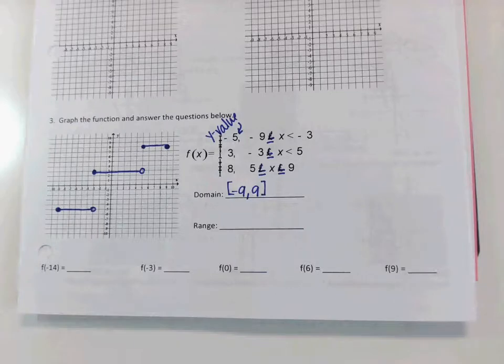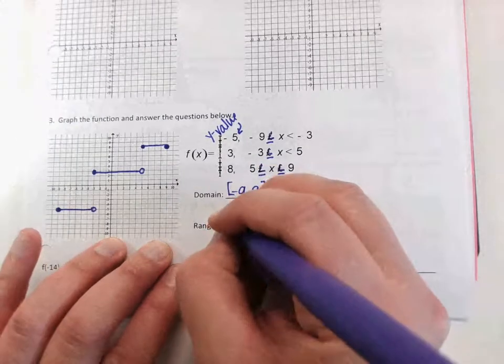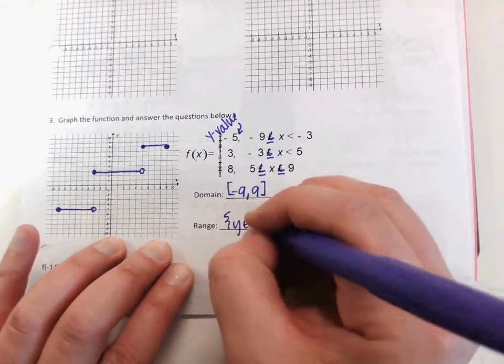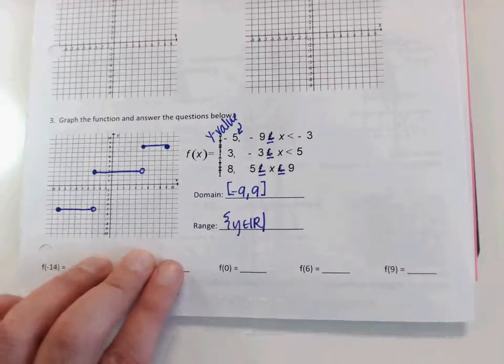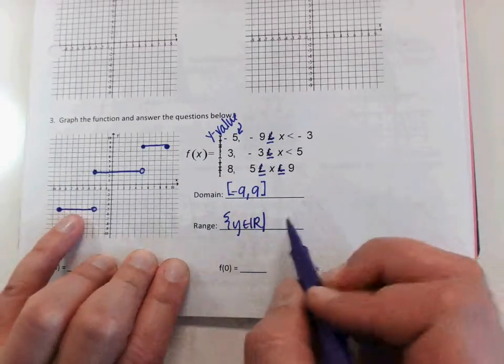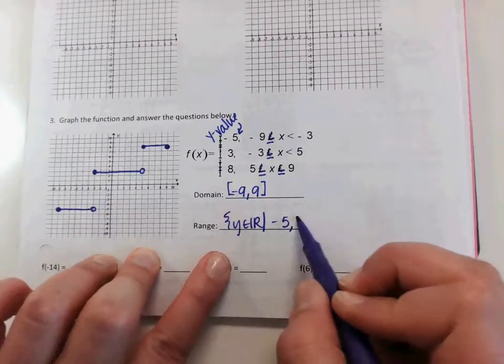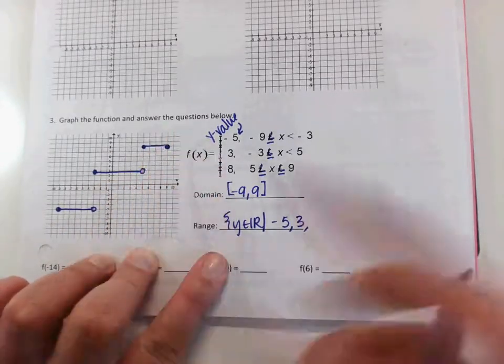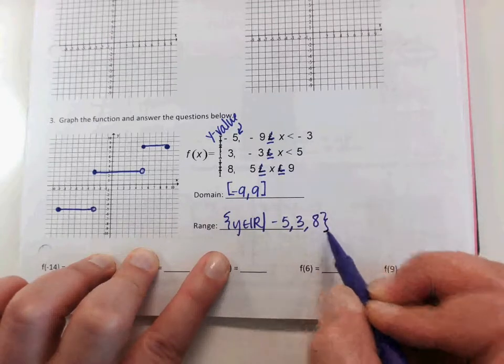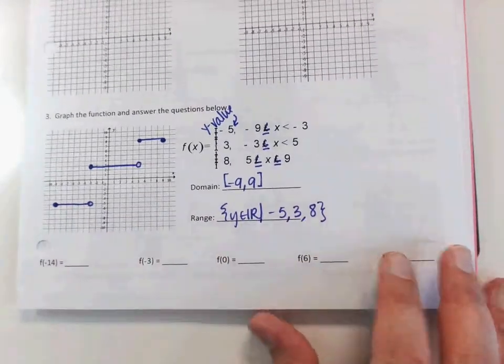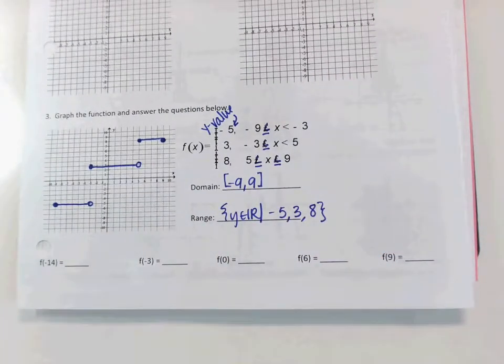Okay, then your range. Y within all real numbers, which y's can it be? How low is my first chunk? -5. How low is my next chunk? 3. How low is my last chunk? 8. And then remember, when you're doing those middle values, you're picking where those numbers go between.